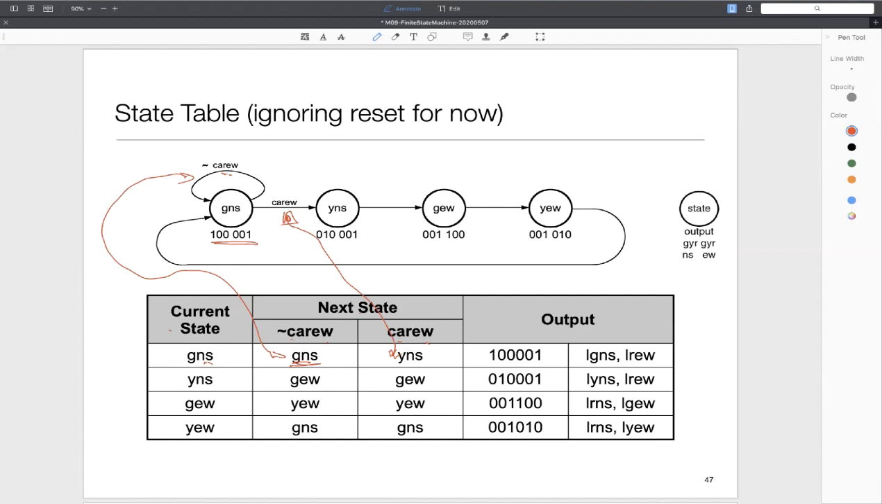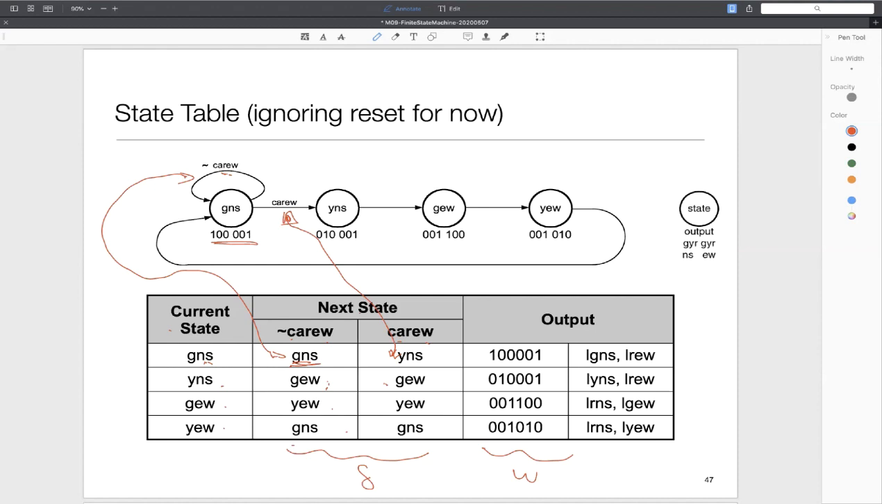For all the other current states, car east-west doesn't matter, so the two entries are the same, GEW, GEW. From YNS, we move to GEW irrespective of the input. From GEW, I move to YEW irrespective of the input. And from YEW, I move to GNS irrespective of the input, right? So that's what it looks like. Now I have both functions specified, the delta function and the omega function. This corresponds to my delta function, and this corresponds to the omega function.